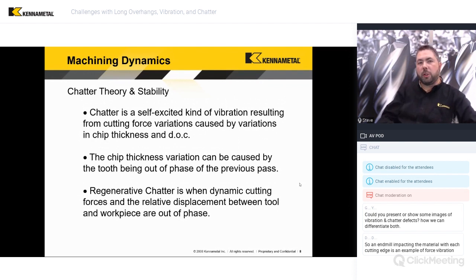You know, again, so chatter theory and stability. Chatter, again, it's a self-excited kind of vibration, all right? And it's coming in from the cutting force variations caused by variations in chip thickness and depth of cut. And a lot of times it comes in with the tooth being out of phase of the previous pass. Regenerative chatter, you know, in the end is when the dynamic forces and the displacement become out of phase. And we're going to talk a little bit about what that means.